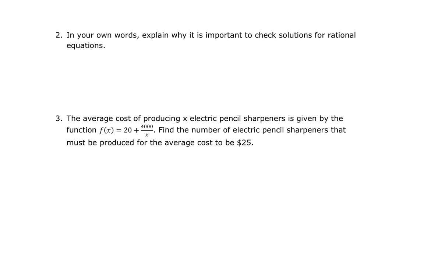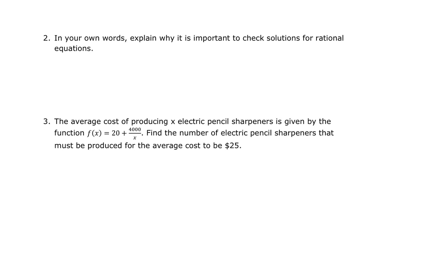And the last one here: the average cost of producing x electric pencil sharpeners is given by the function 20 plus 4,000 divided by x. Find the number of electric pencil sharpeners that must be produced to have an average cost of 25. So in this case, since we have the average cost of what we're seeking, that is my f of x, so I'm chasing the x. So 25 is equal to 20 plus 4,000 divided by x.